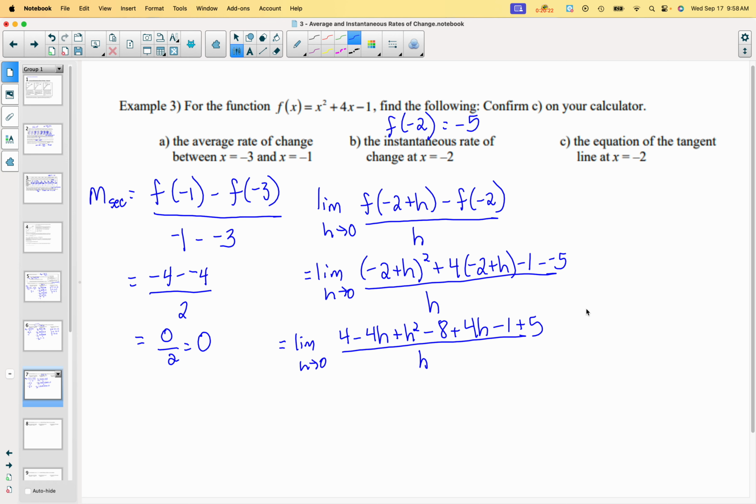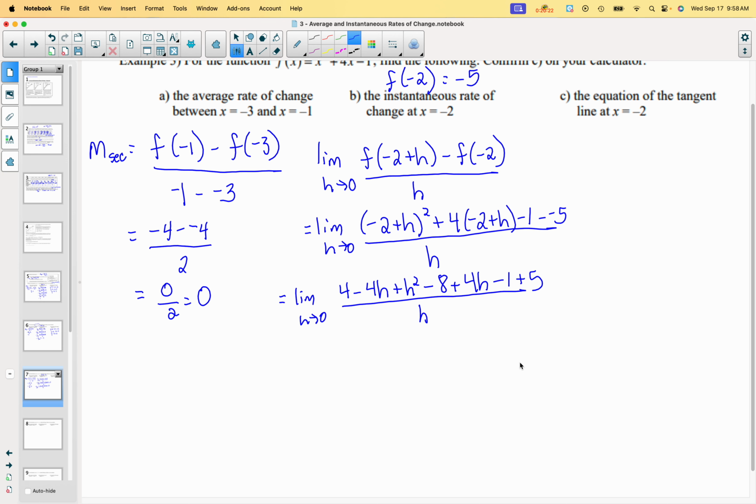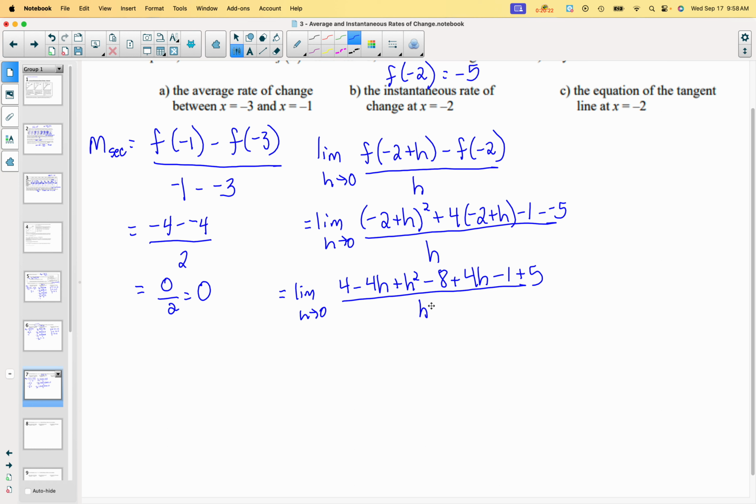And here's how I knew that. Because if you do this right, then your constants are going to cancel out. So 4 minus 8 is negative 4, minus 1 is negative 5, plus 5 is 0. So my constants cancel out. I knew that I did something wrong because I saw that my numbers weren't going to cancel out. So that always works when you're doing a problem like this. It kind of catches your mistakes.